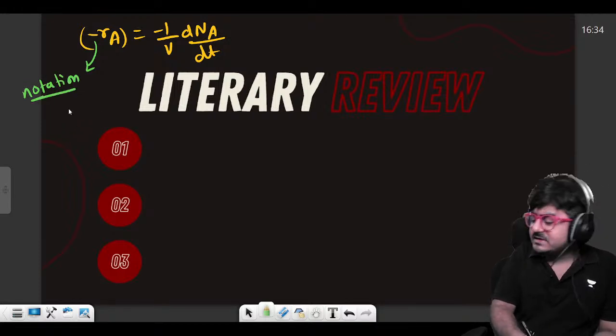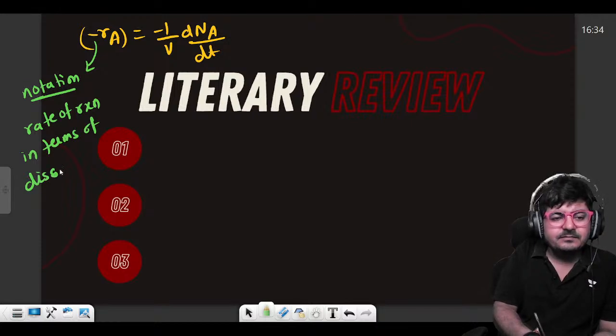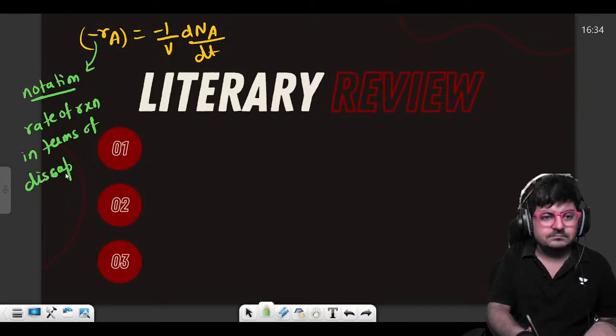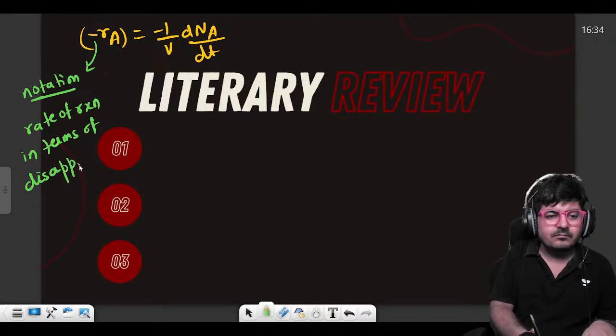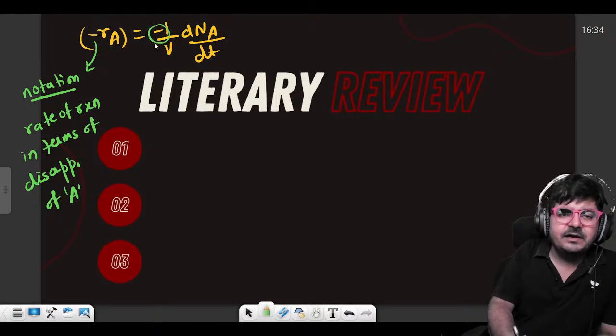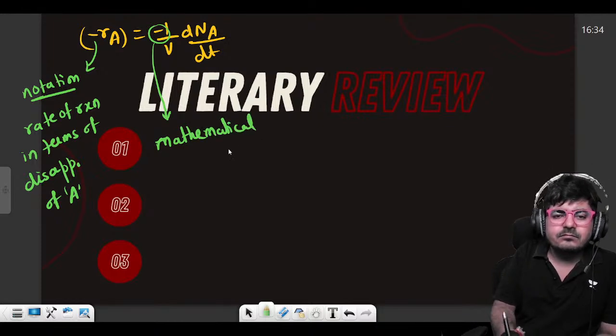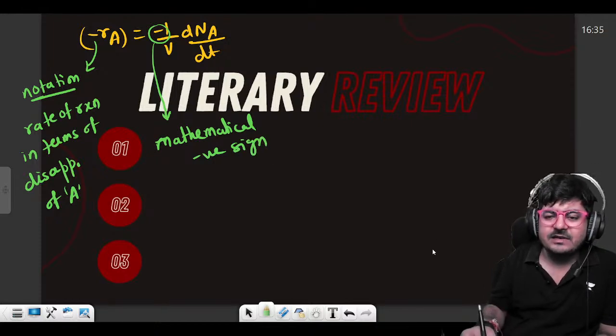nothing else. And what is the meaning of this notation? This notation means it is the rate of reaction in terms of disappearance of A. And this minus sign here is a mathematical sign, mathematical negative sign. ठीक है, इससे क्या मतलब समझ सकते हैं?